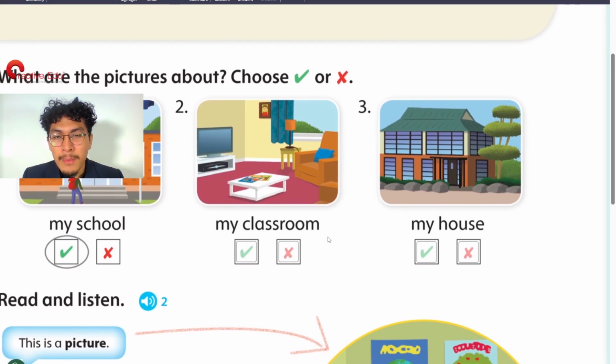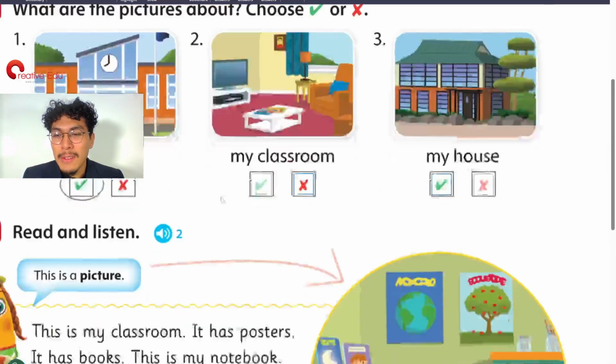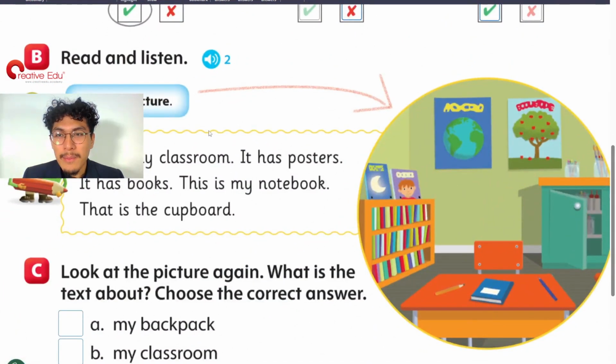What about this? My classroom. Is this a classroom, everyone? No, it's not. It's the living room. So, it's X. It's incorrect. Alright, number 3. What is this? Is it my house? Yes, it is a house. So, moving on to the next question.